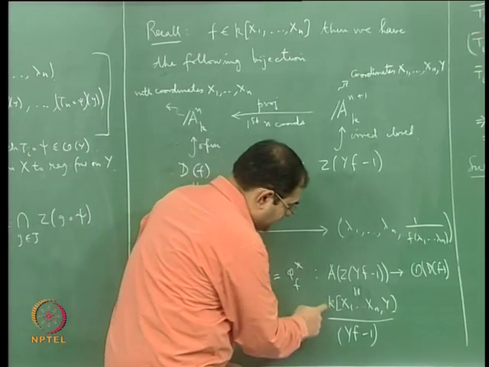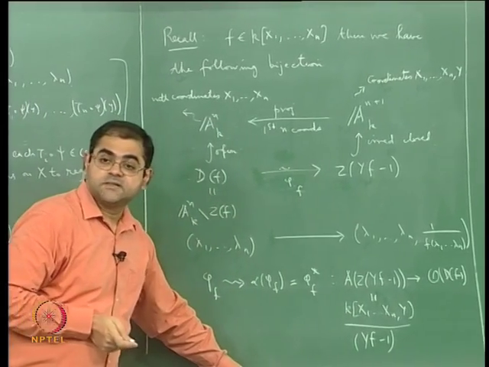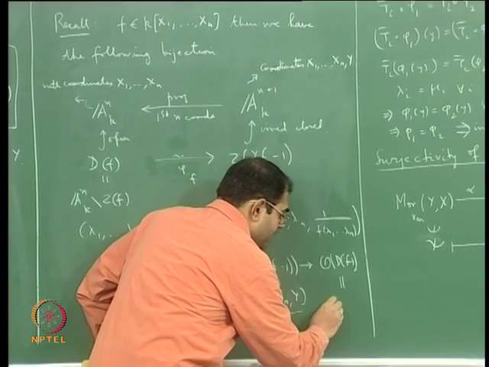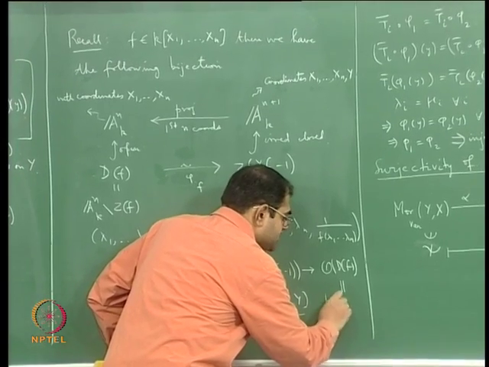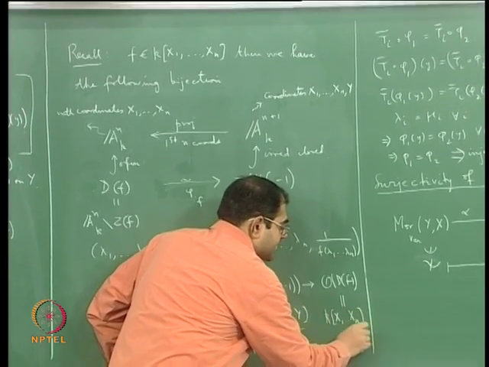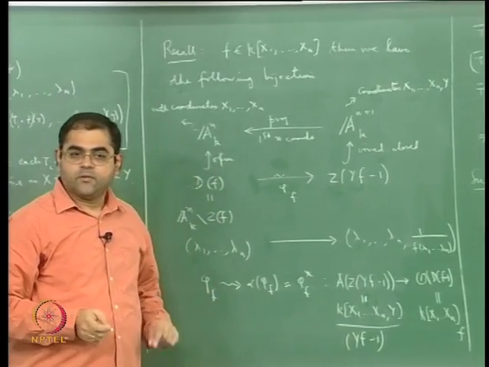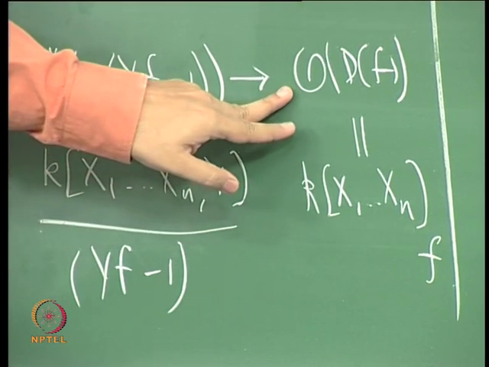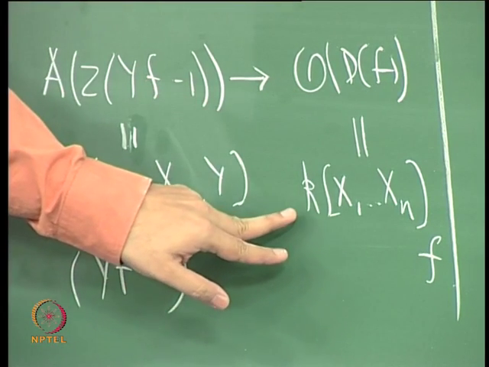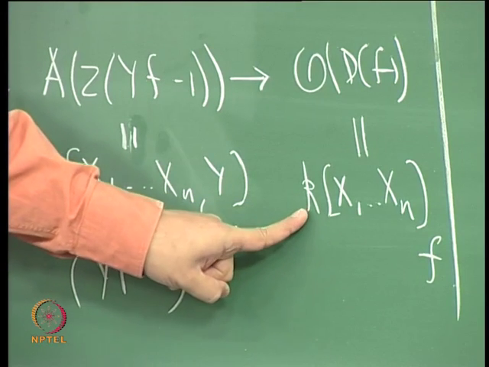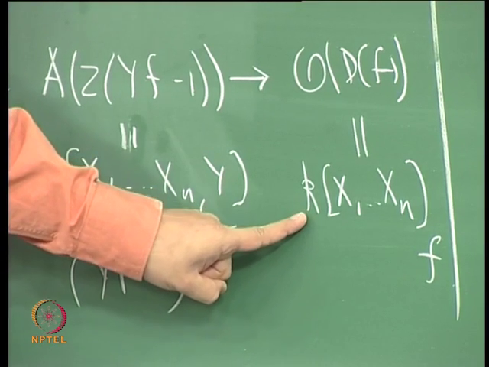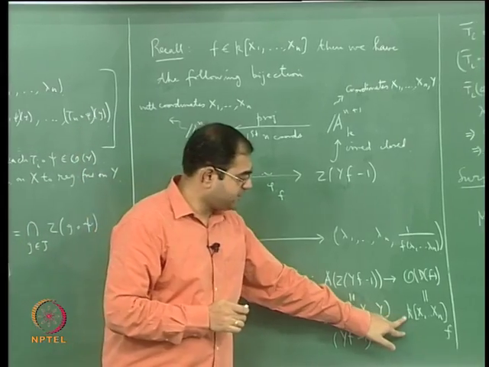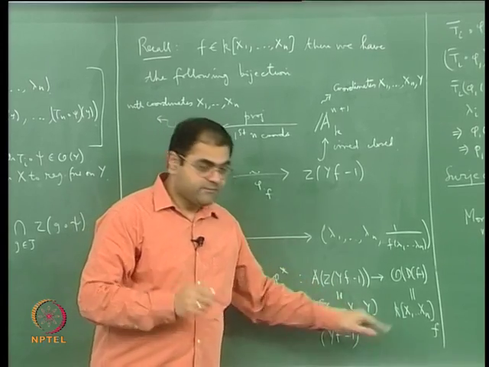So this is the ring of functions, and I want you to check that this is the same as the polynomial ring in n variables localized at f. This is an exercise which I want you to do. It is very clear that an element in the localization is of the form g by f power n, where g is a polynomial in these n variables, these n x's, divided by some power of f.